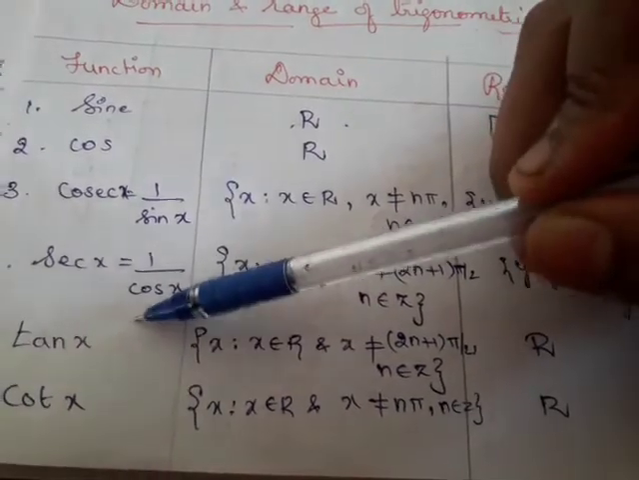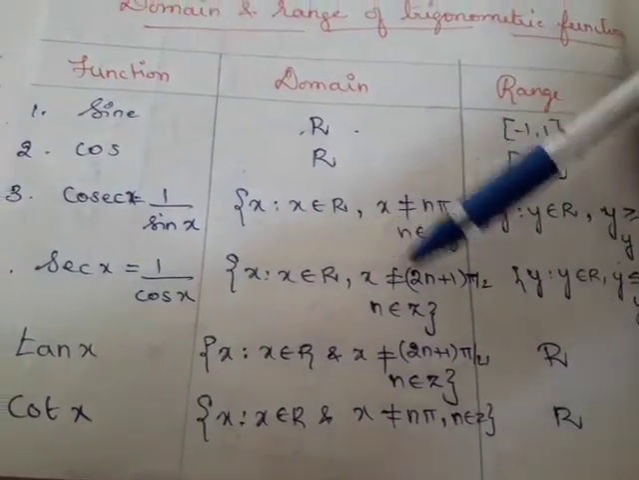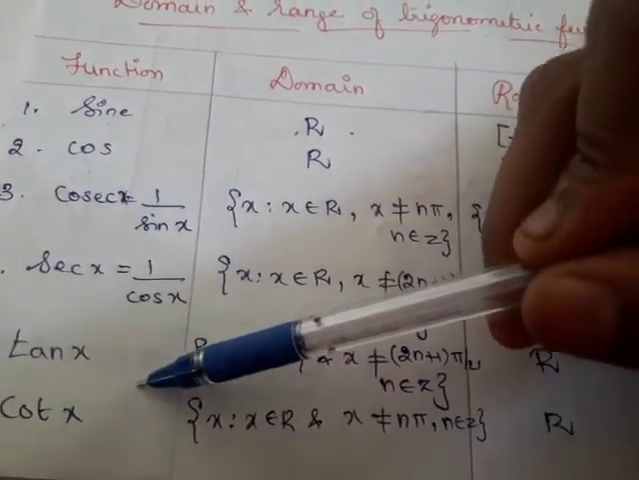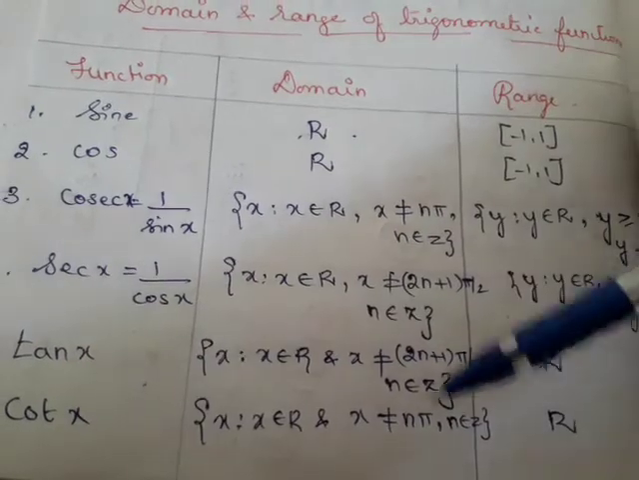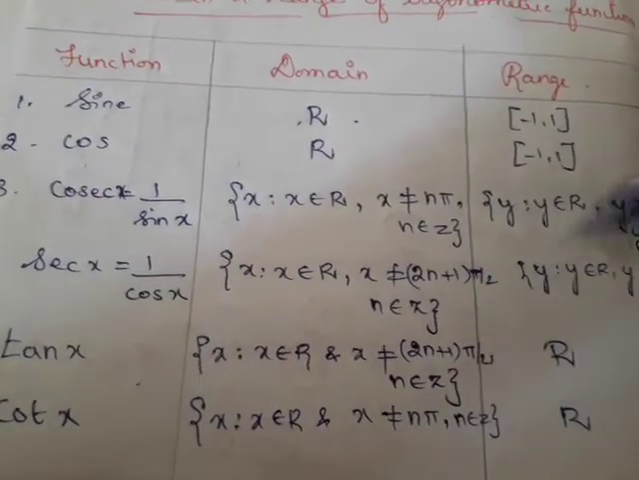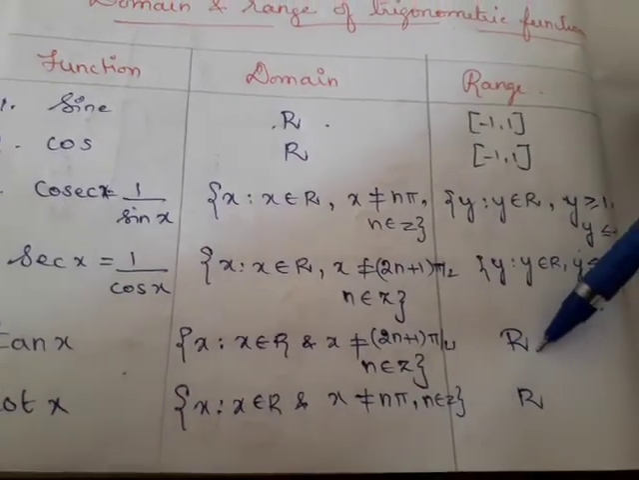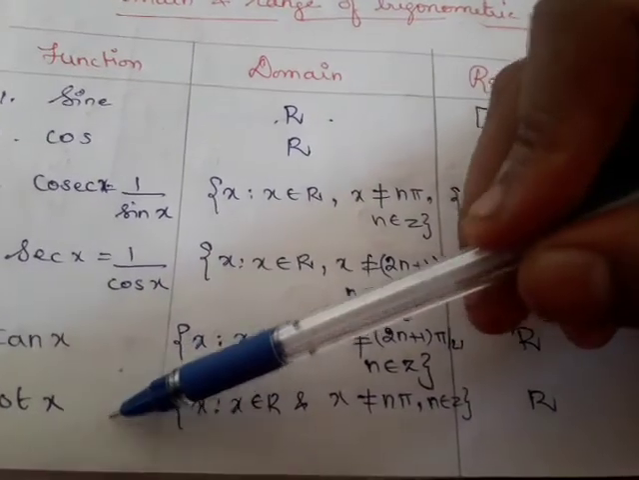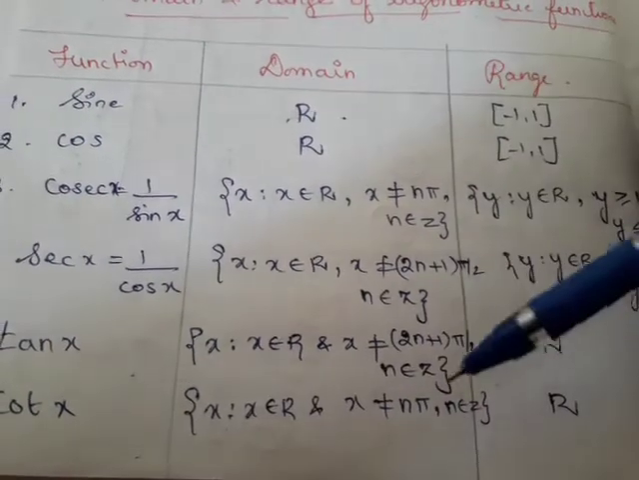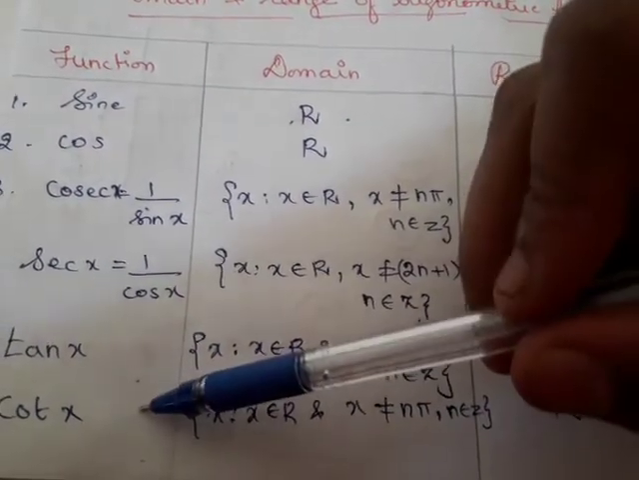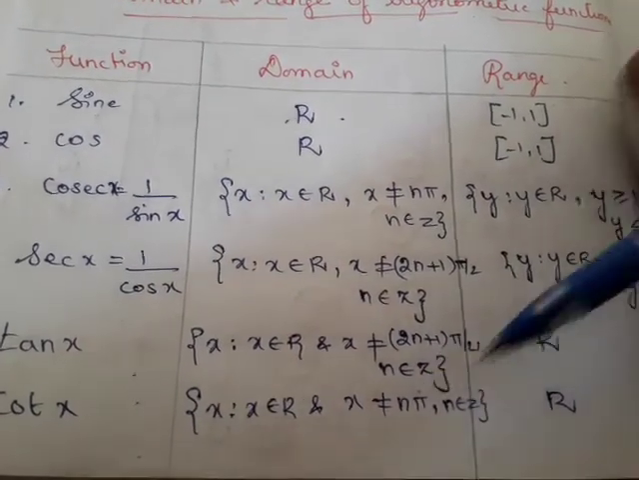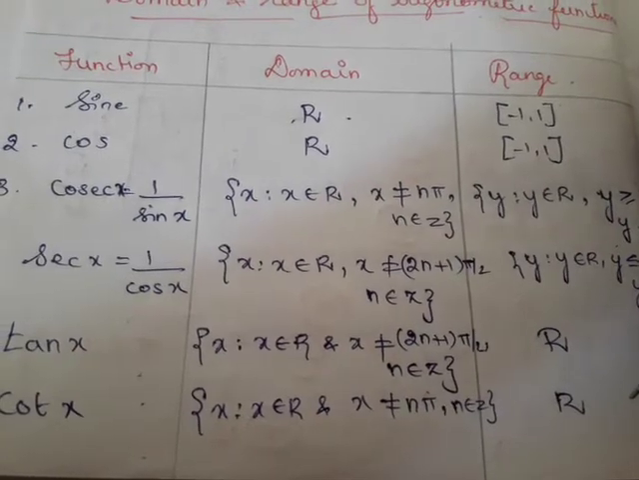Then tan x. Because tan x is sine by cos, we are going to get cos in our denominator. Therefore, x should not be equal to (2n plus 1) pi by 2. But the range can be any real number. And cot x has sin x in the denominator, therefore x should not be equal to n pi, and the range is going to be the entire real number system.